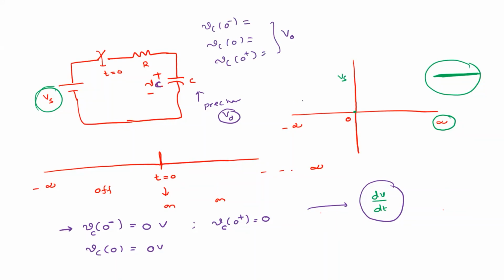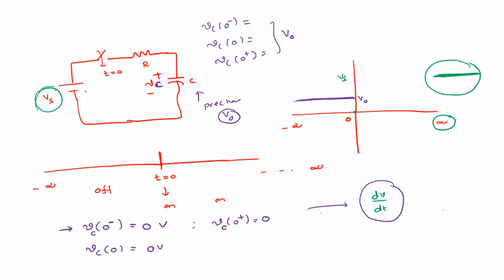So this curve will be something like this. You have V0 here. From this V0, it will reach its final value. Its final value is Vs.